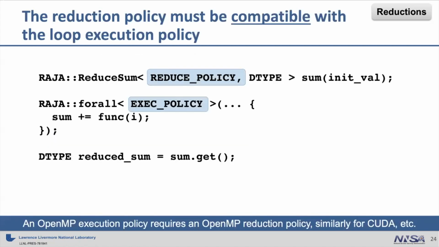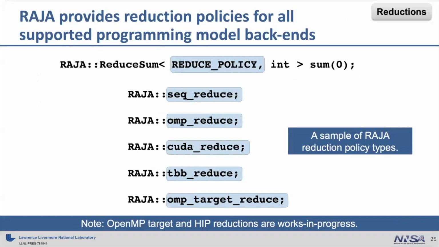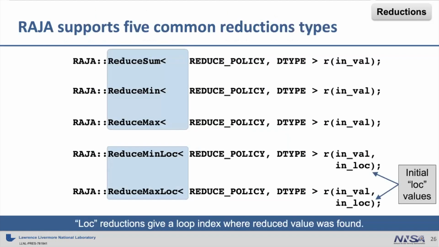So that reduce policy needs to match up with the execution policy. They need to be compatible. So they're exactly what you would expect, what I showed you before. So if you're on CUDA, you're going to need to do a CUDA reduce and then use a CUDA exec to do your kernel execution. The supported types are ReduceSum, ReduceMin, ReduceMax, along with MaxLoc, MinLoc.